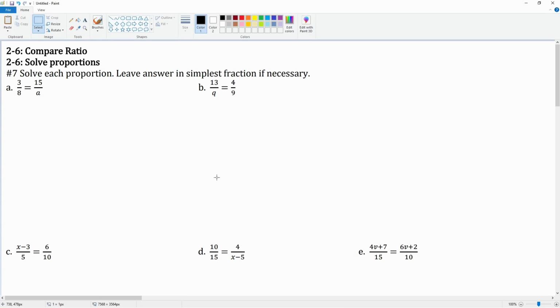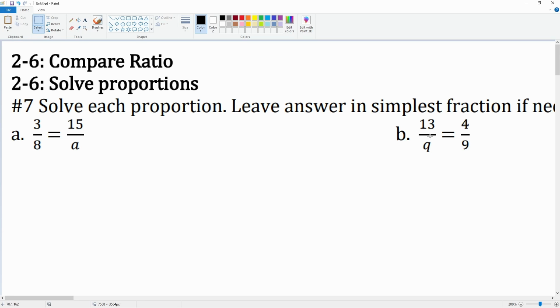2-6 asks us to compare the ratio, and 2-6 also asks us to solve the proportion. Number 7, you're going to solve each proportion. Leave your answer in simplest fraction if necessary. In this part of the video, I'm only going to cover A and B because they are the first two problems here.